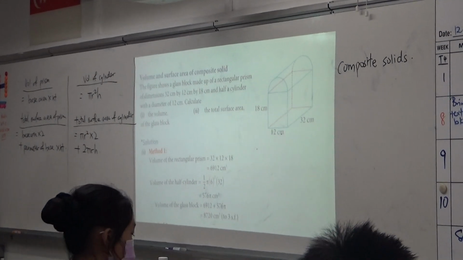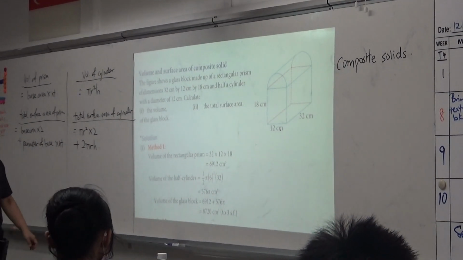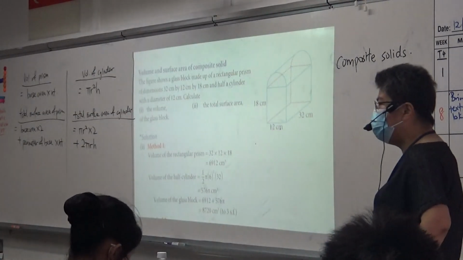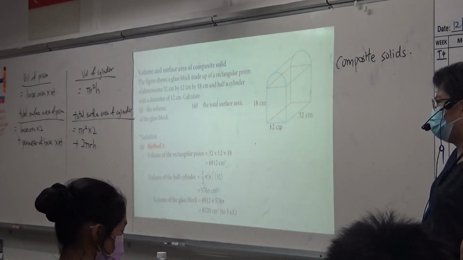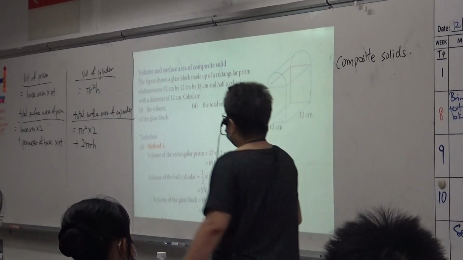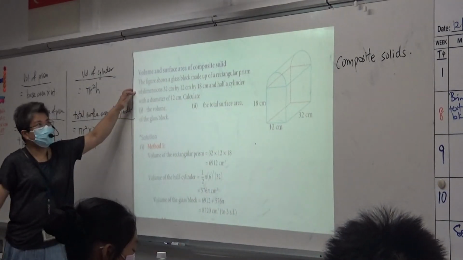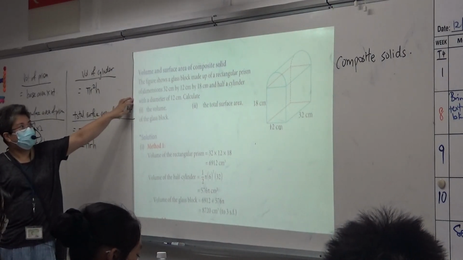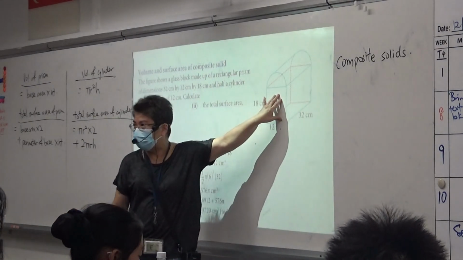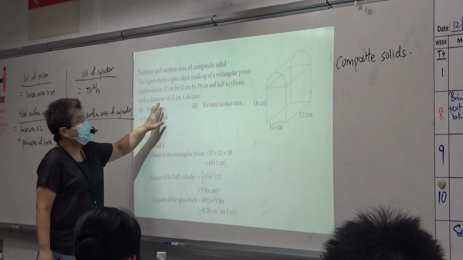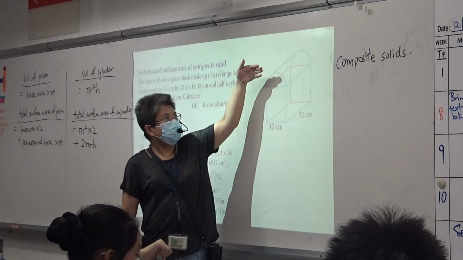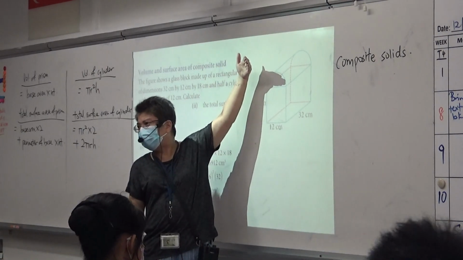Solution on the textbook, but I'm going to give you my solution, okay? Now look at this. This is called a composite solid. The figure shows a glass block made up of a rectangular prism of dimension 32 by 12 by 18. So you can see there's a cuboid below, right? And half a cylinder on top. Can you see there's a semicircle? This one looks like something like a greenhouse or a loaf of bread, right?